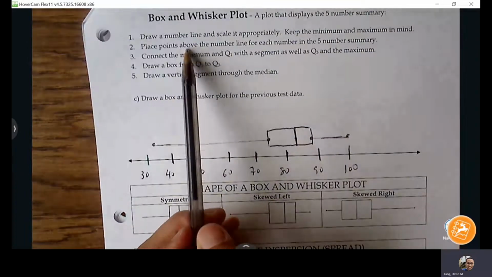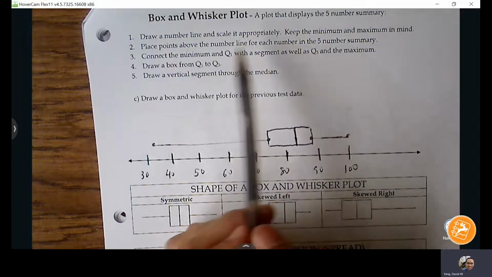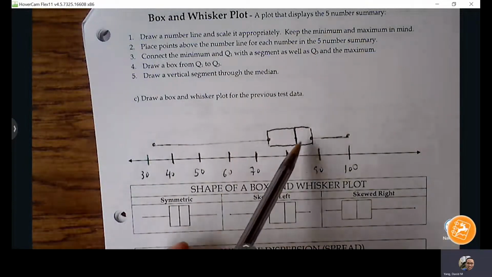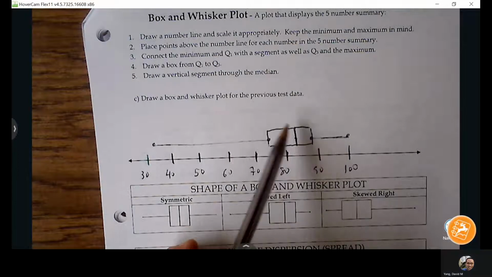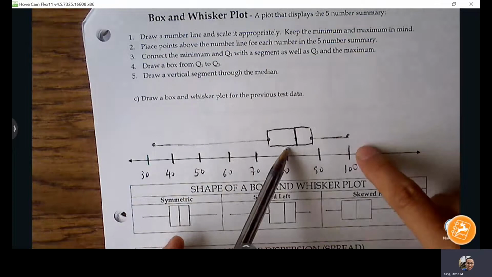Okay, so what we did was we placed the points above the number line for each number in the 5-number summary. We connected the minimum and Q1 with a segment, as well as Q3 and the maximum. And then we drew a box around Q1 to Q3, and we drew a vertical segment through the median.